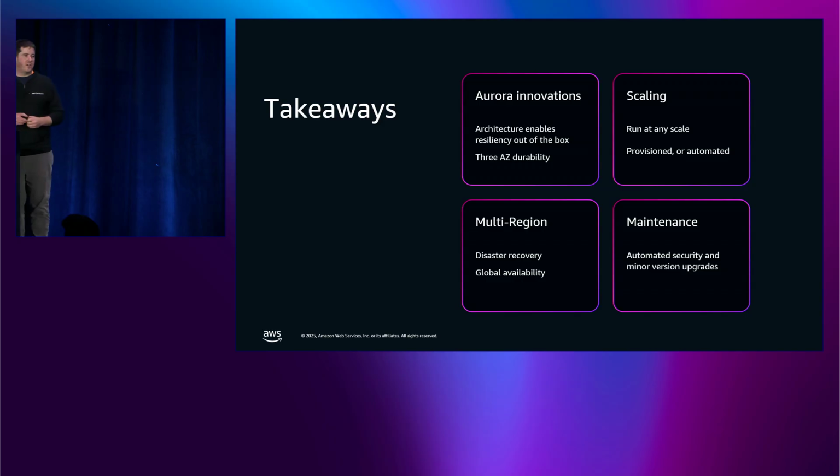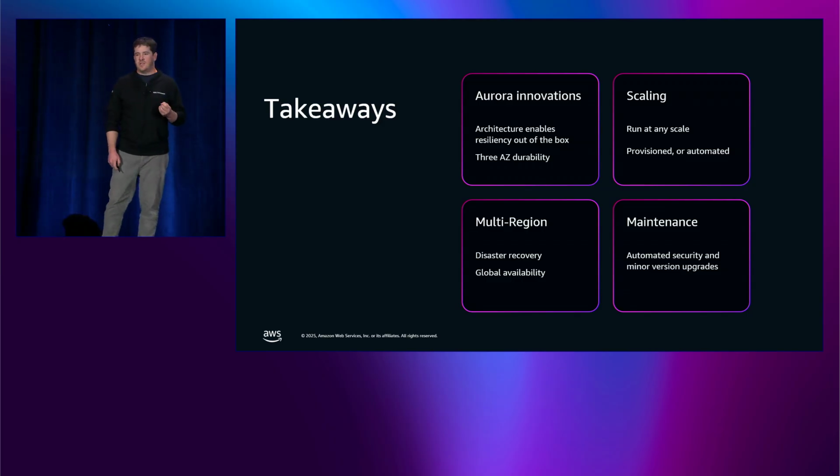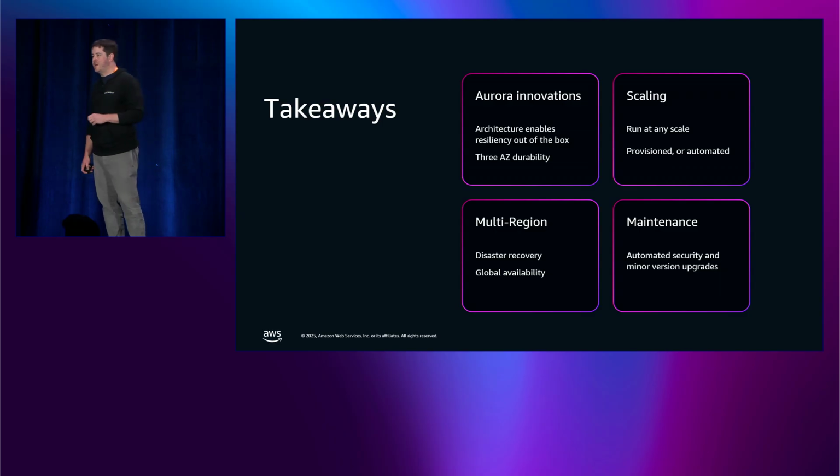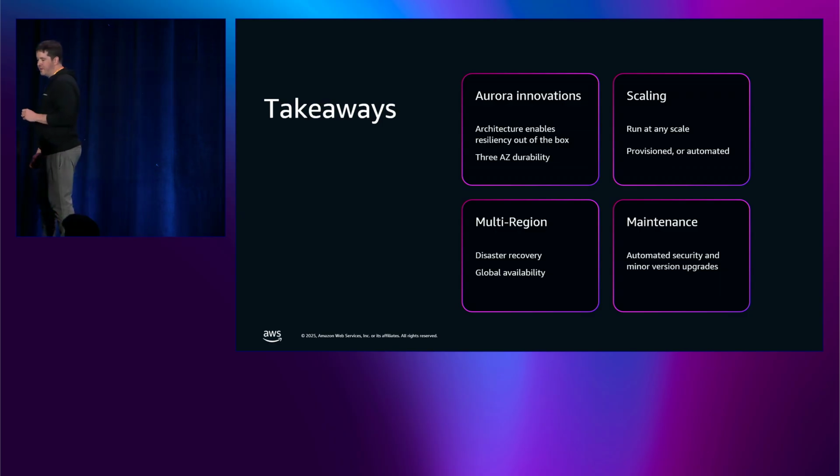If you've outgrown a single region, consider going multi-region. With APG and AMS, you can test your failover practices without losing any data. And with DSQL, you can take advantage of active-active across regions. And finally, all 3 engines offer easy maintenance with automated security updates and minor version upgrades.